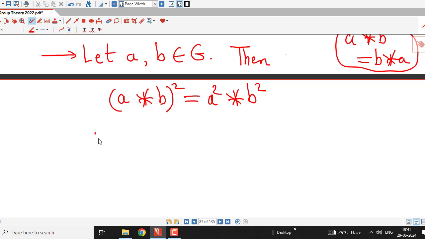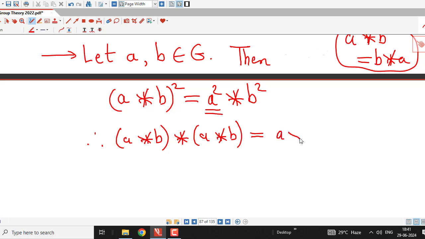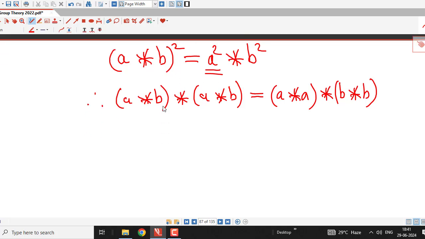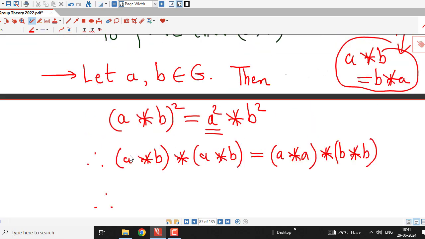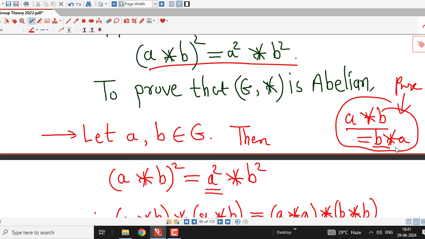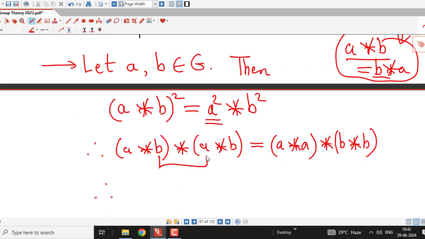So now what I am doing, I am writing this (A star B)² as A star B star A star B. On the right hand side I am writing A square as A star A, and B square can also be written as B star B. So we are rewriting all these things. Now I want to prove that A star B equals B star A. So you can see here I have B star A and here I have A star B.